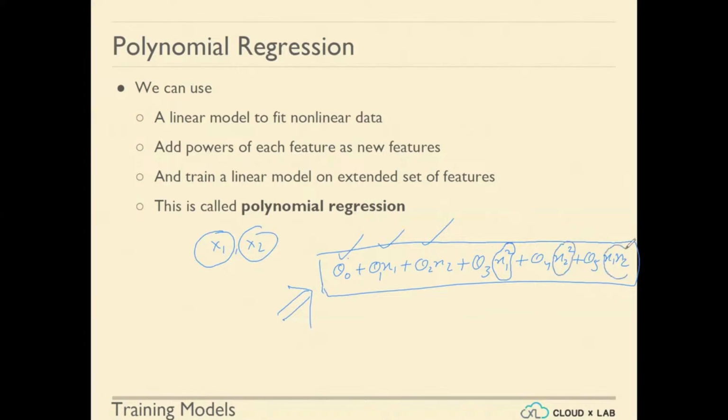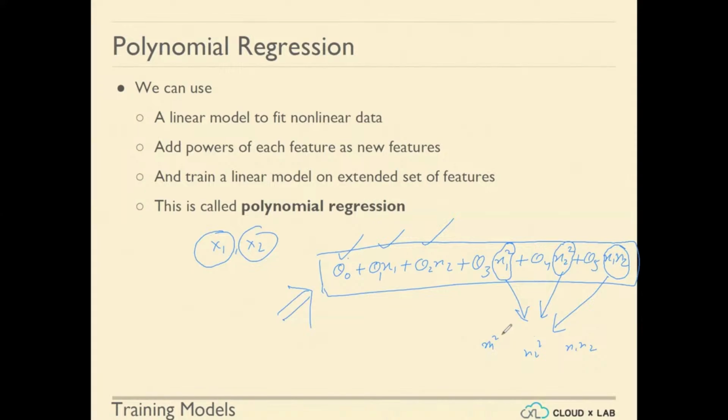So these are the degree 2 features. We will create three more extra features, and we will add these three features, x1 square, x2 square, and x1 x2, and then we will learn a linear model, right? So both approaches are the same. You will get the same answer, because here also you are doing the same thing.